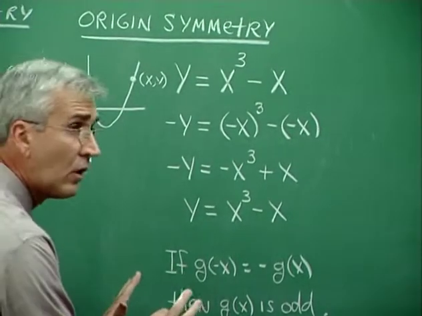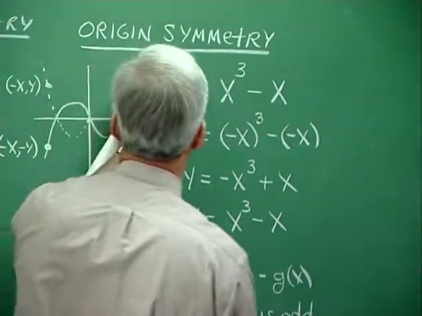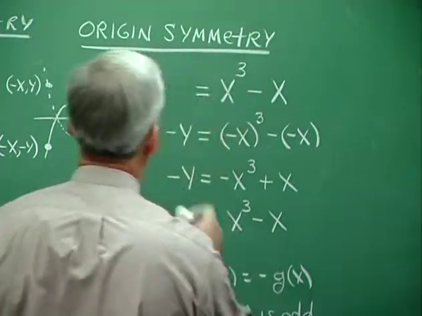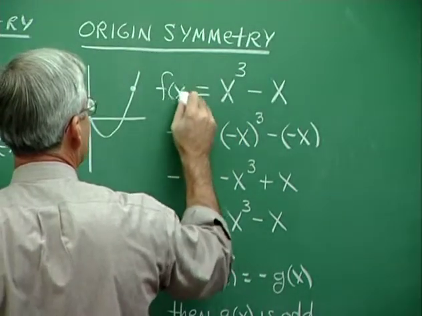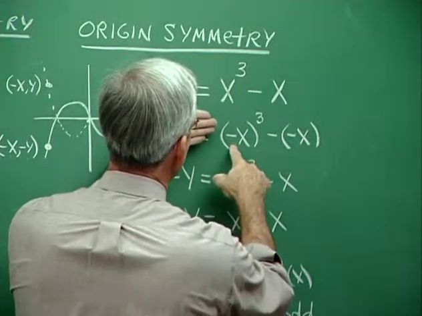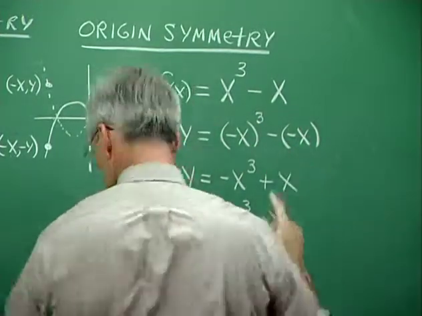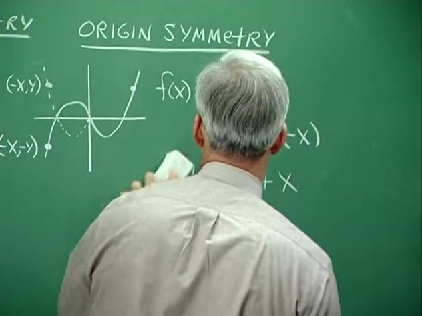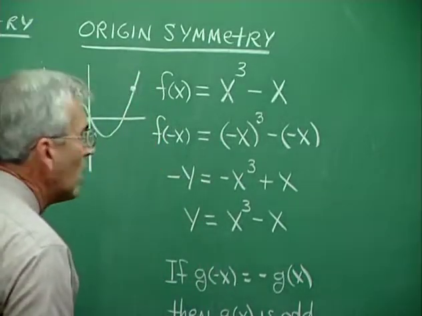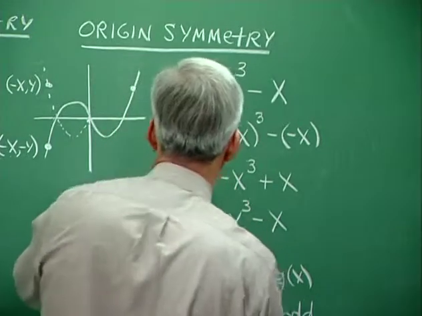Now in function notation, though, it works like this. Let me just show it to you right here and try to march through these steps. If this is f of x, all right, then look at this right here. This is replacing x with negative x. You see, that is really f of negative x.